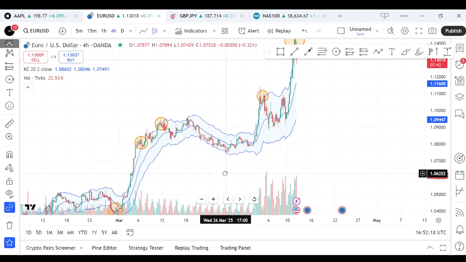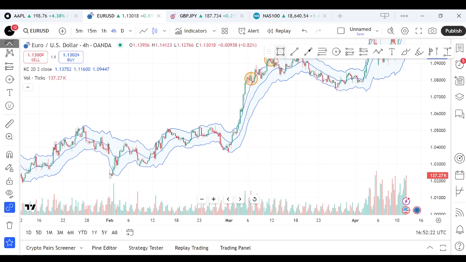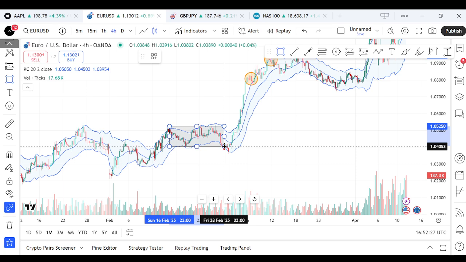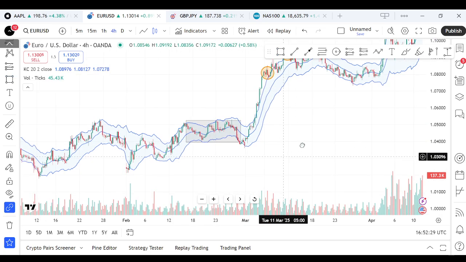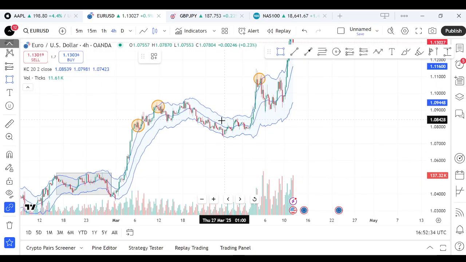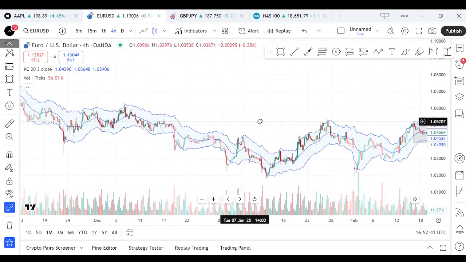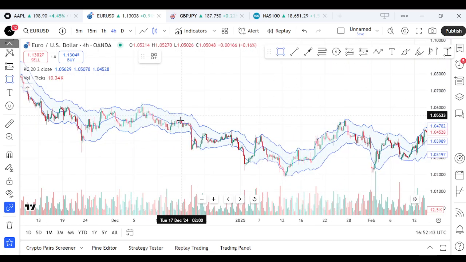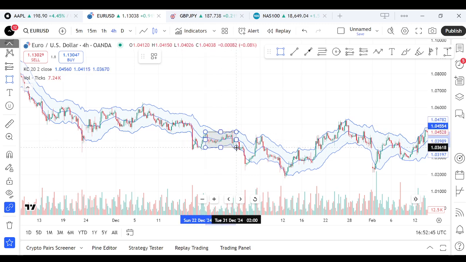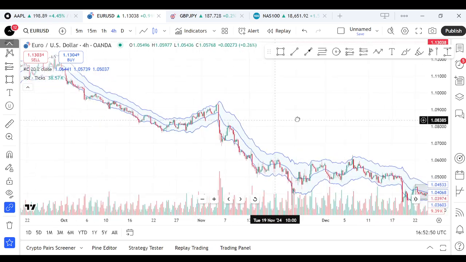Now, where can we see? Remember, we talked about consolidation and range in markets, low volatility. We have one happening here. I marked this out where we are ranging. And let me look for another one. We have another ranging market going on right here. And we also have another ranging market going on here. Just basically ranging markets based on the Keltner channel.